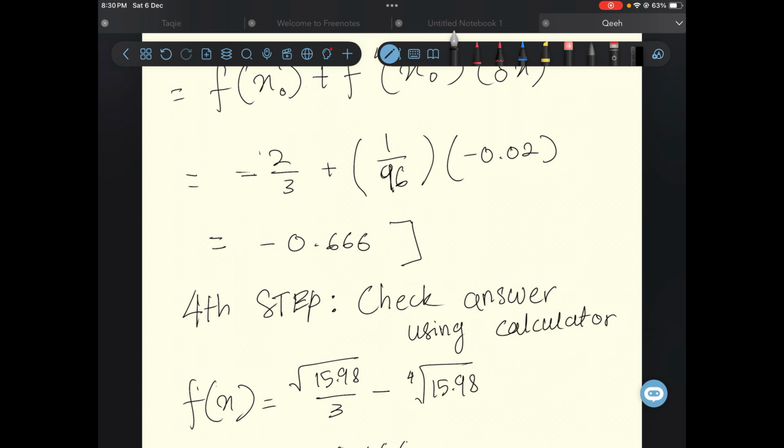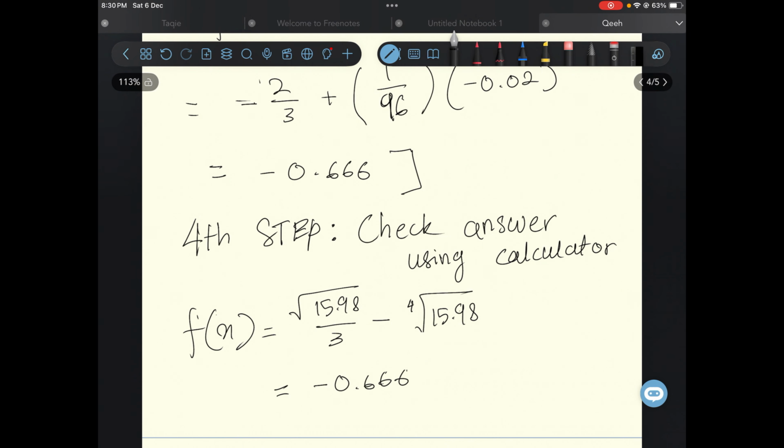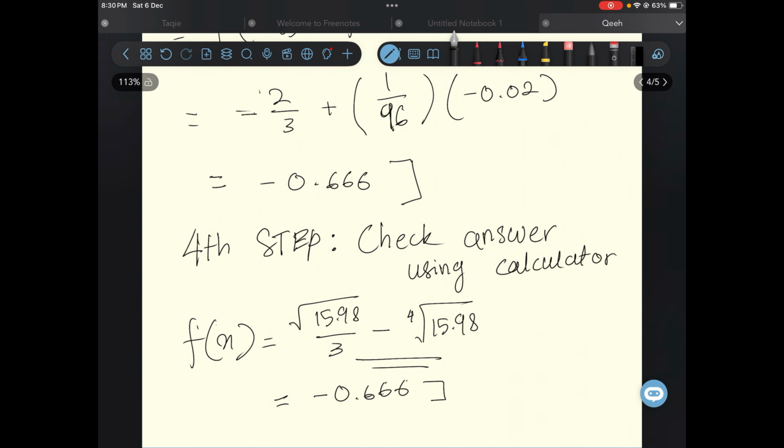However, this is still not our last step, because we have another step, which is to check our answer using a calculator. Simply use the calculator on our original question. By putting this equation into our calculator, I get the answer negative 0.666, which is equivalent to the answer that we got from linear approximation.